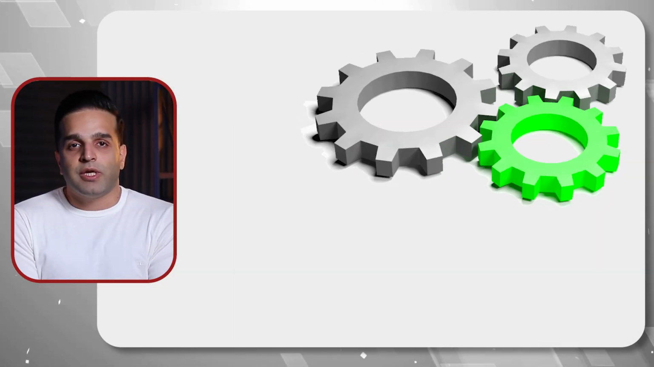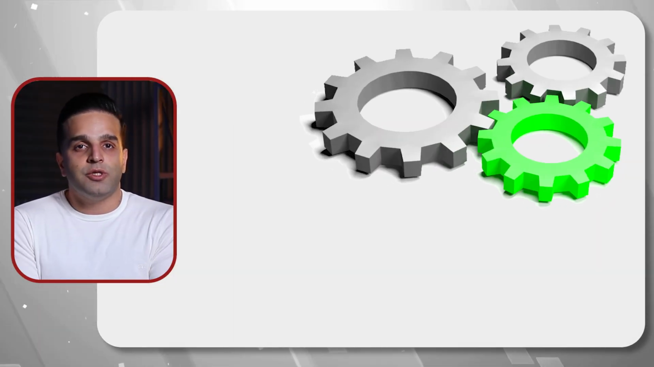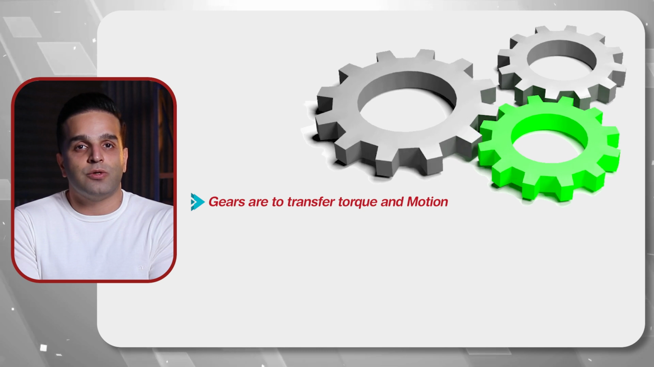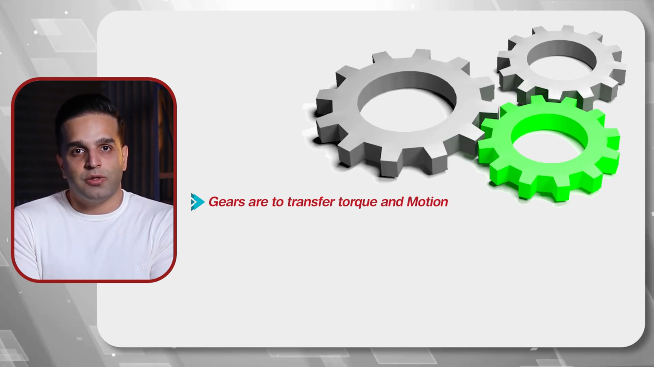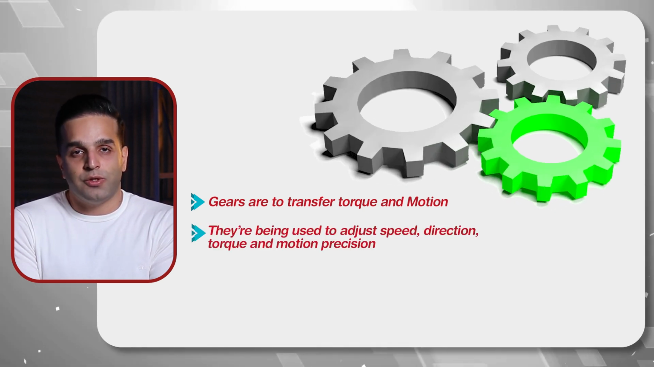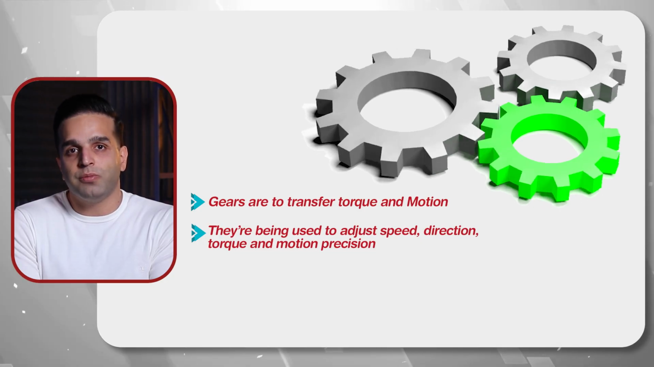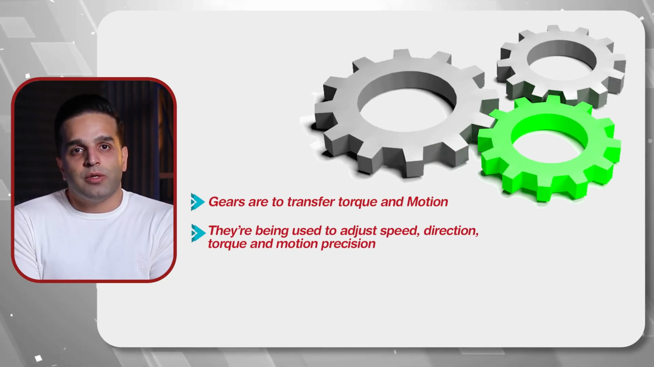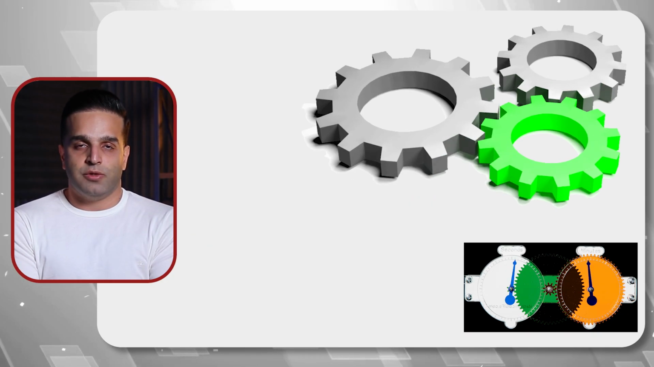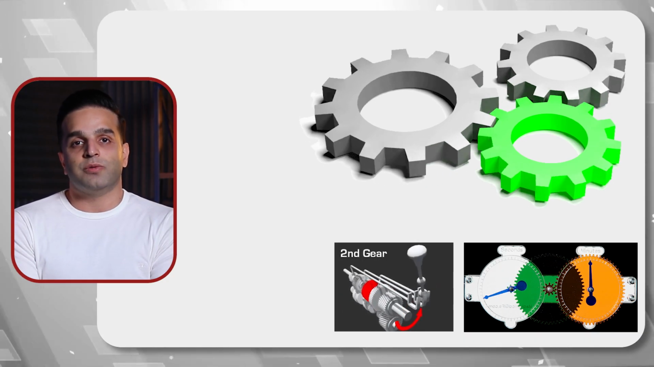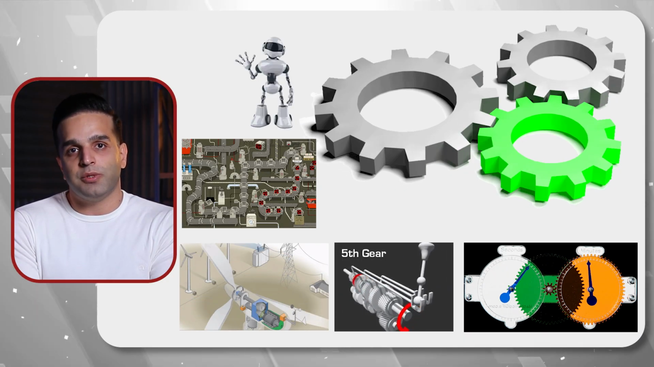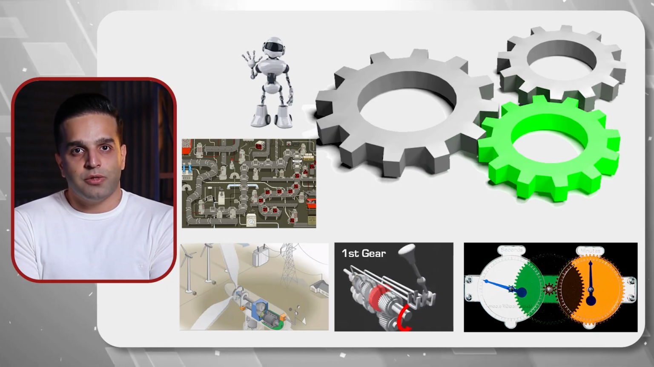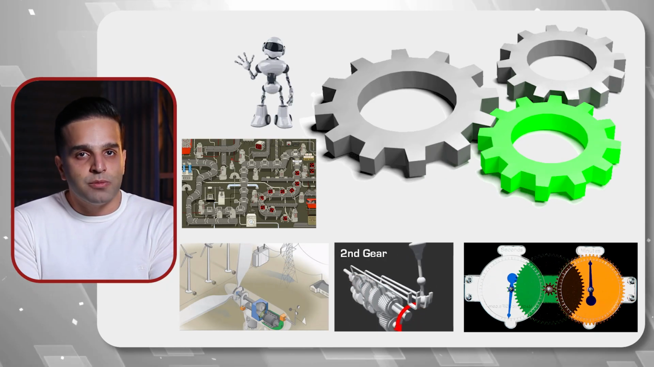A gear is a mechanical component with teeth that meshes with other toothed parts to transfer torque and motion between different parts of a machine. They are essential whenever we want to adjust the speed, direction, torque, or motion precision. Some of the most important applications of gears can be found in devices such as watches, vehicles, wind turbines, industrial machinery, robotics, and some aerospace systems. Essentially, whenever controlled motion and power transmission are required.